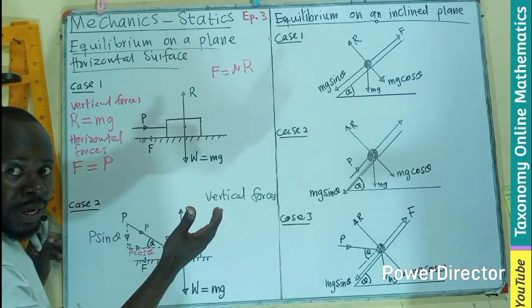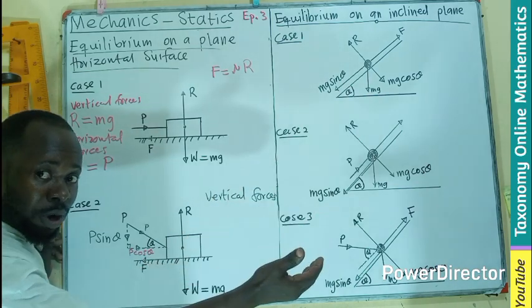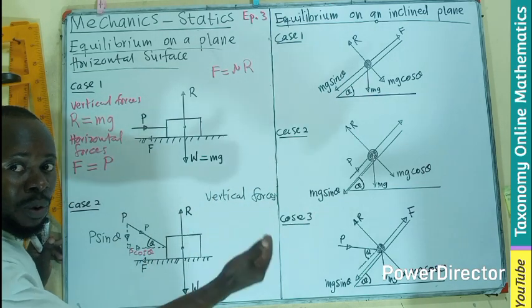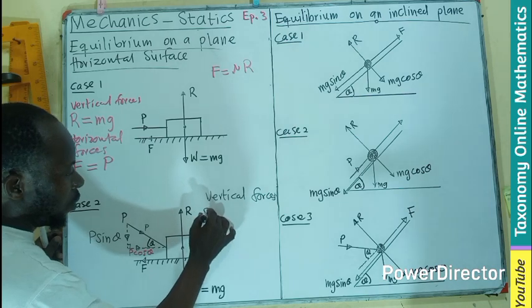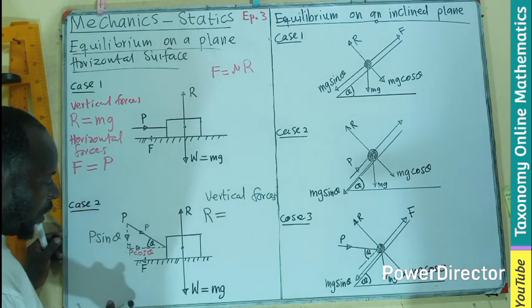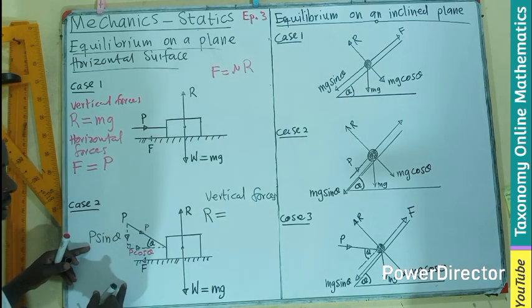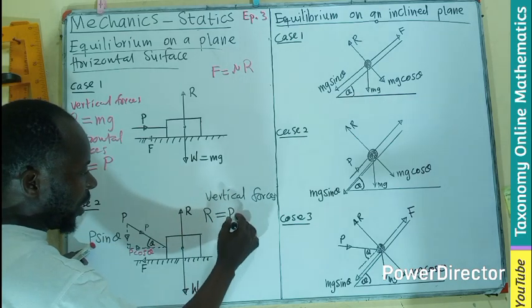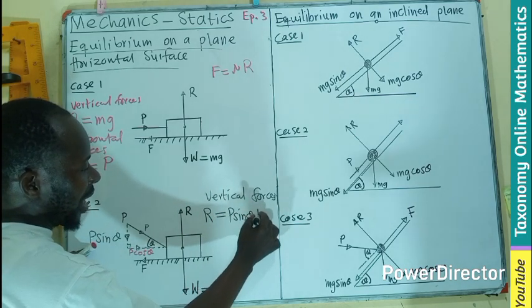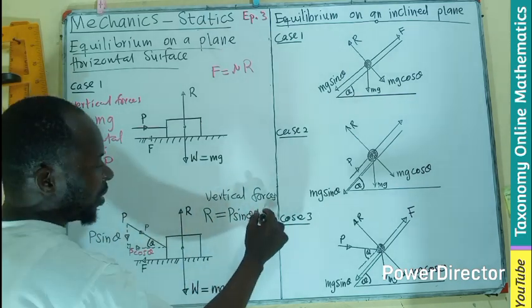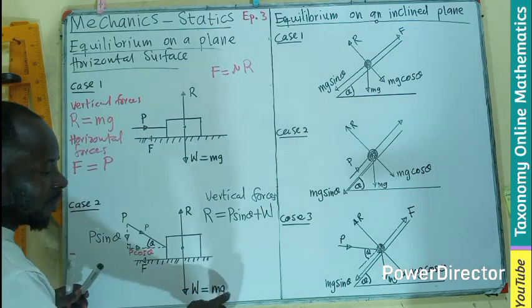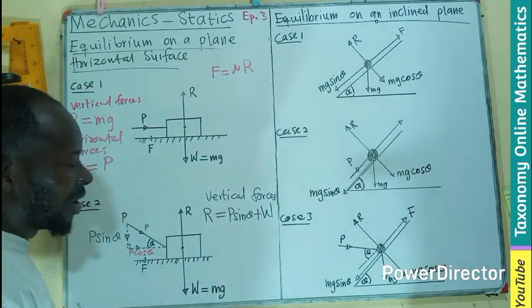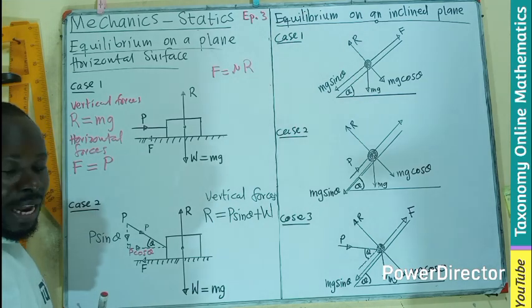So the sum of the upward forces equals the sum of the downward forces. So here I can say that the upward force, the normal reaction, is equal to the force coming down, which is P sine theta, plus the force coming down here, which is the weight. Don't forget the weight is the same as the mass times the gravity. I don't know if that is clear.